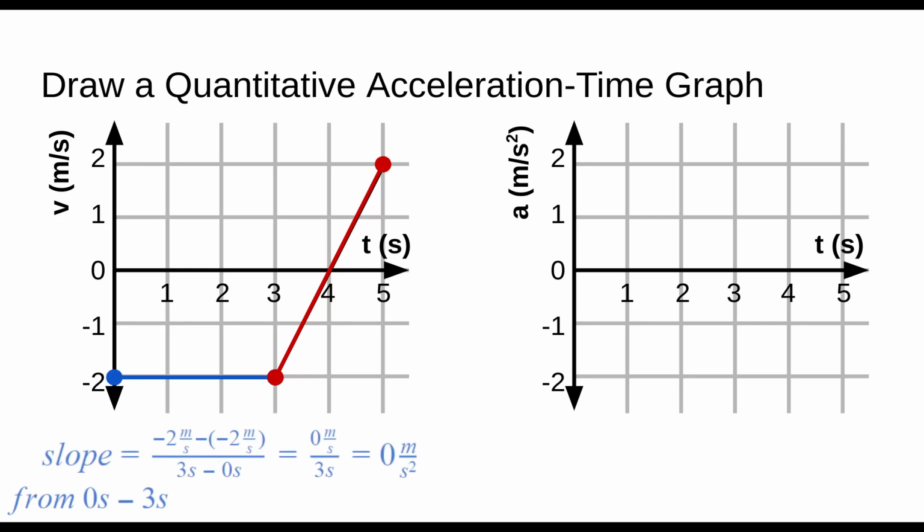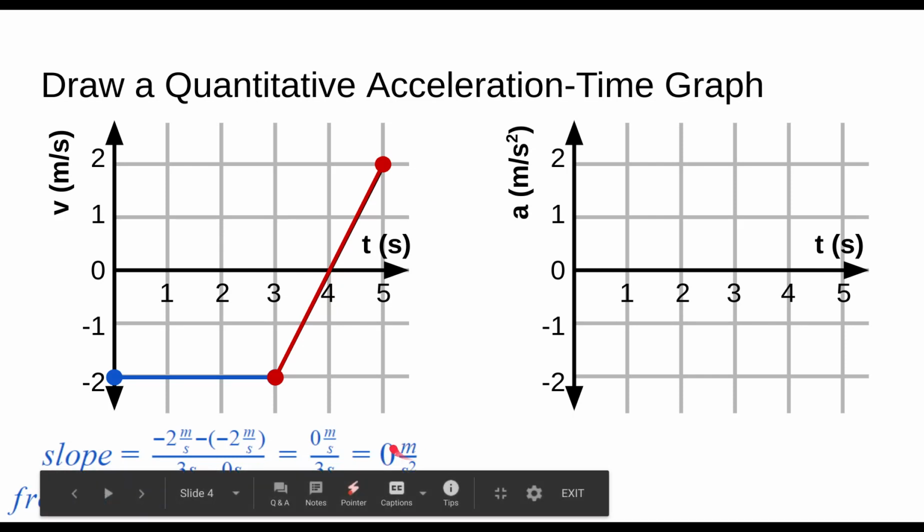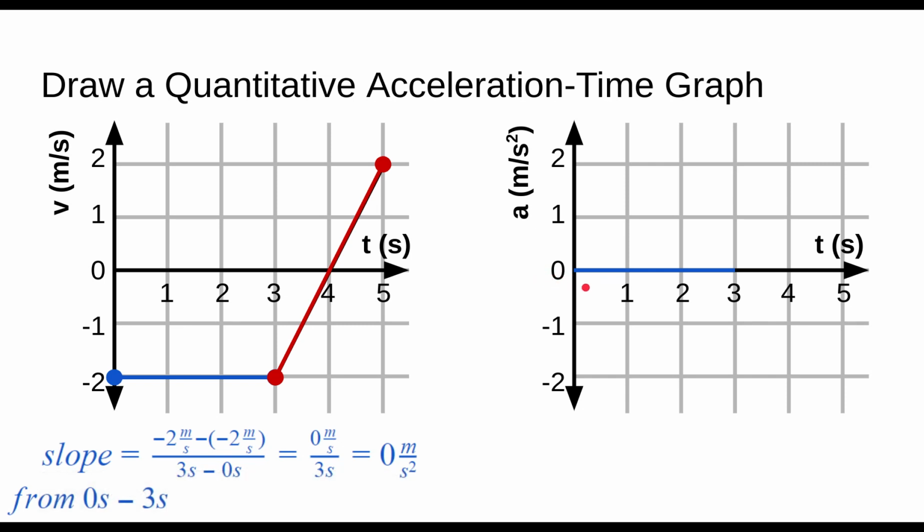And so if we calculate the slope for the blue line for the first 3 seconds, we find that the slope is 0 meters per second squared. And it is that slope of 0 meters per second squared from 0 seconds to 3 seconds. And so on our acceleration time graph, we can draw at the acceleration of 0, and then for our time duration, it starts at 0 seconds and it goes to 3 seconds.